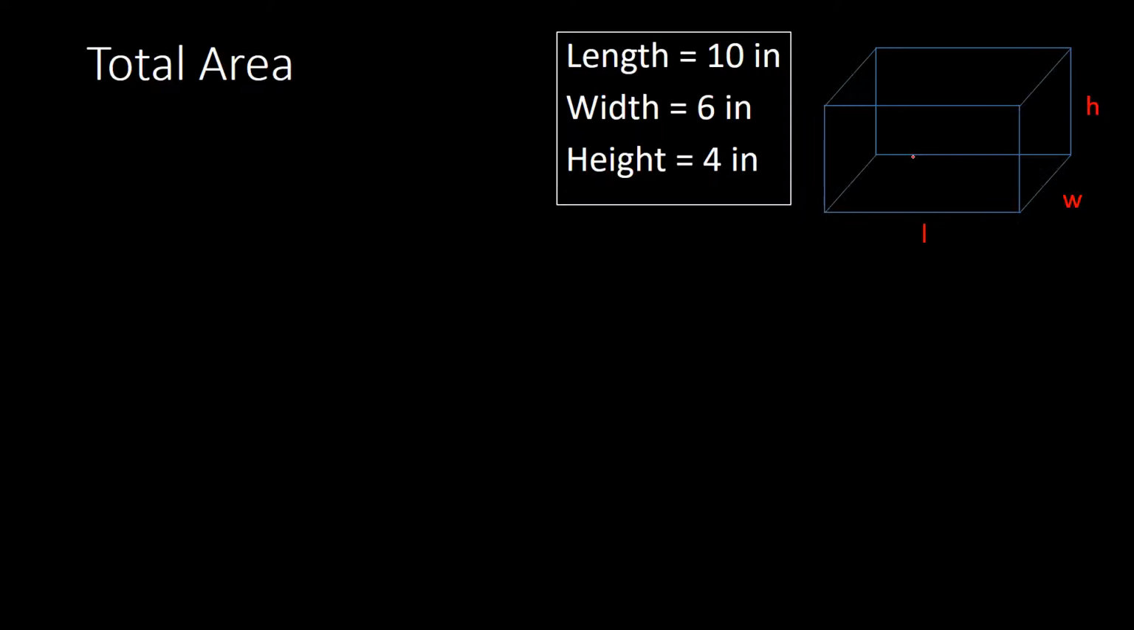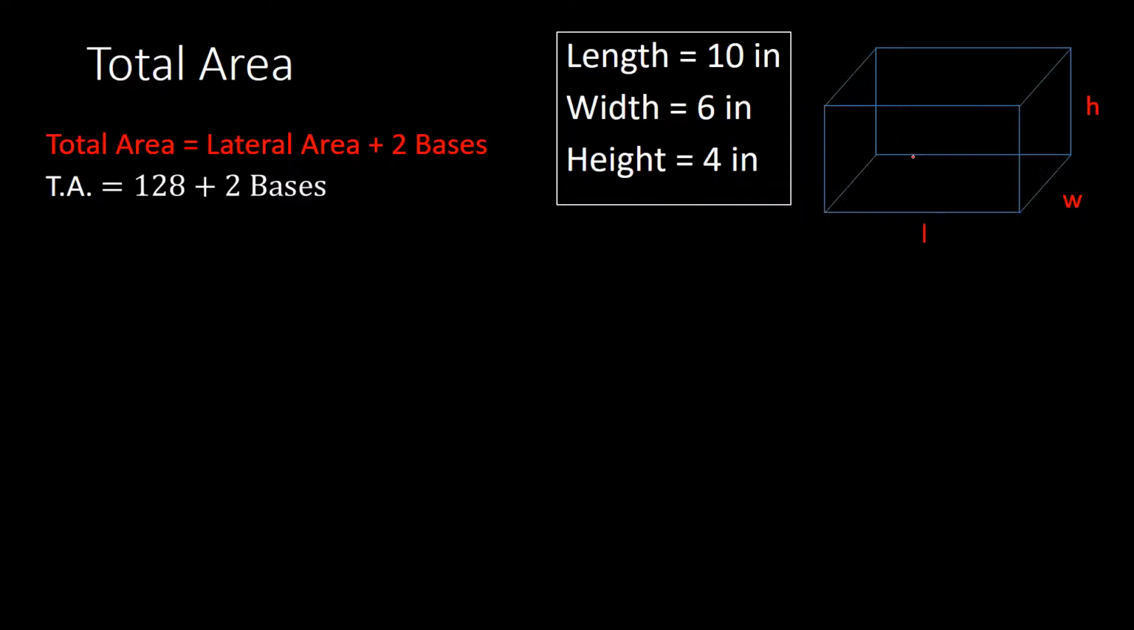Now to find the total area of the rectangular prism, what we do is we take the lateral area, and then we're going to add in the top and the bottom. So we're taking the area of all of the faces plus the 2 bases. So that is the area formula to find the total area. Well, we found the lateral area already to be 128.